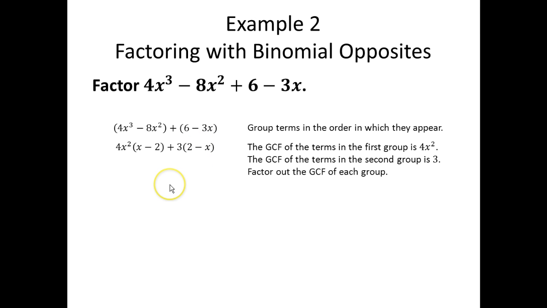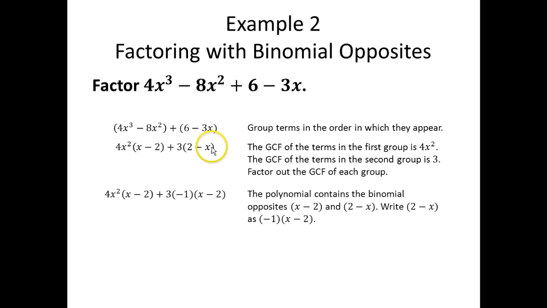Now, the greatest common factor of the terms in the first group is 4x squared, so I'm just going to factor that out. Similarly, the greatest common factor of the second group is 3. So I factor this 3 out using the distributive property in reverse. But right here I should notice something interesting. I have x minus 2 as a factor in this term, and I have 2 minus x as a factor in this term. Notice that x minus 2 is just the opposite of 2 minus x.